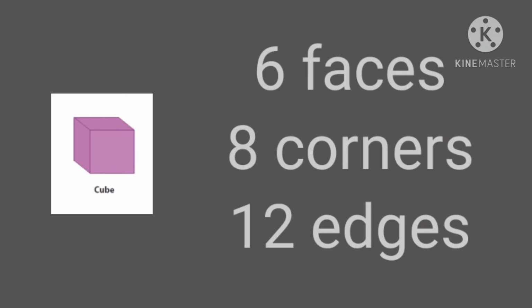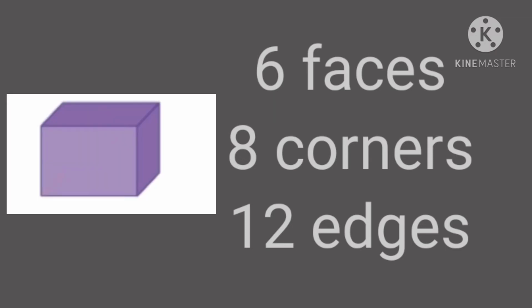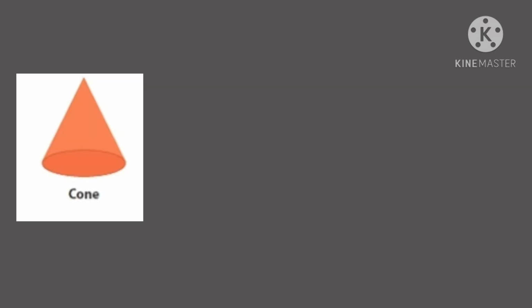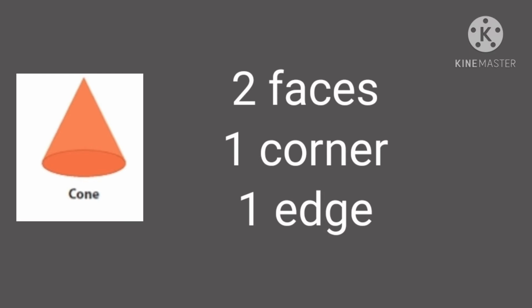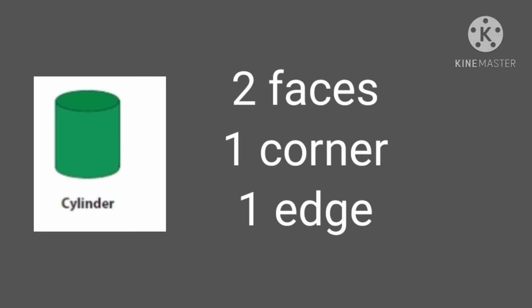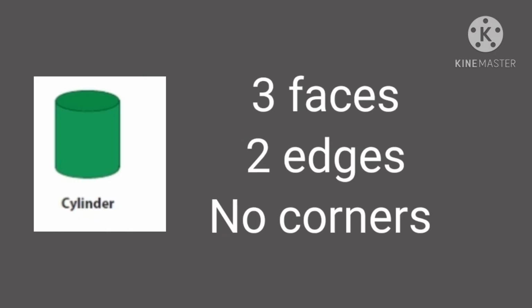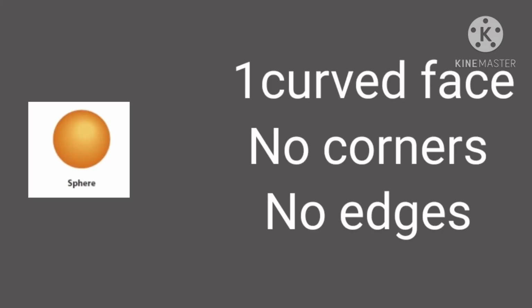A cube has 6 faces, 8 corners, and 12 edges. A cuboid also has 6 faces, 8 corners, and 12 edges. A cone has 2 faces, 1 corner, and 1 edge. A cylinder has 3 faces, 2 edges, and has no corners. A sphere has 1 face, no corners, and no edges.